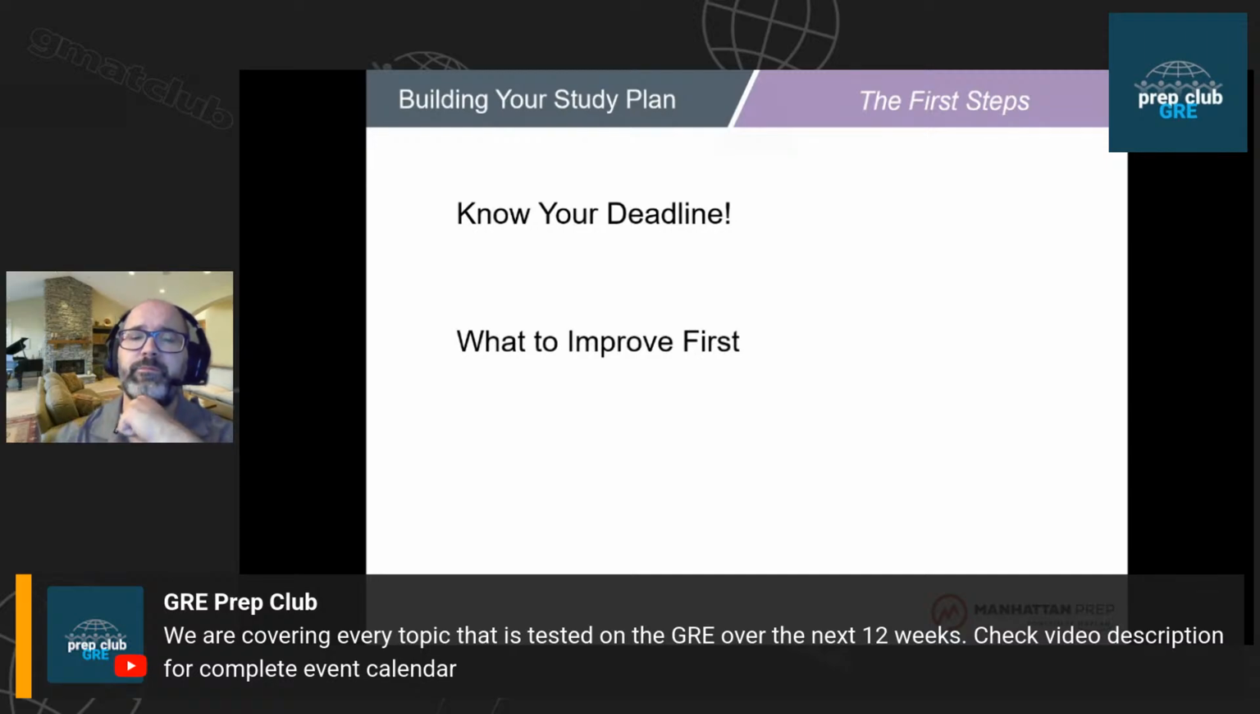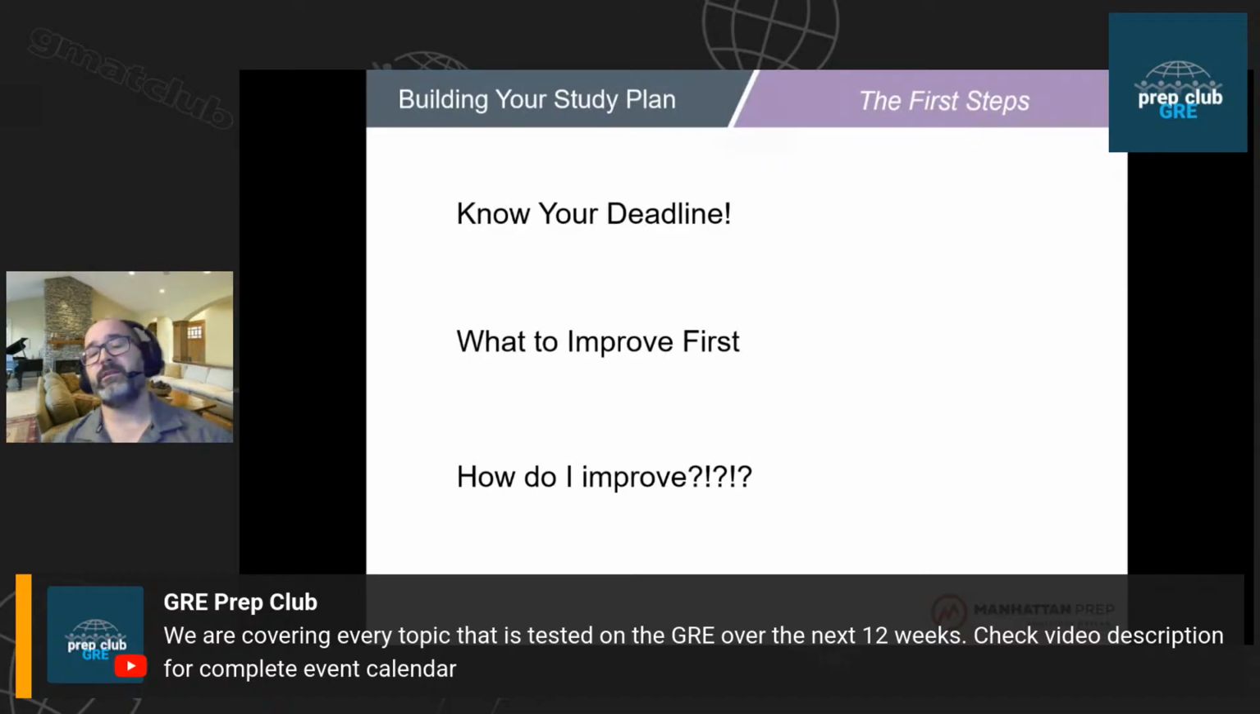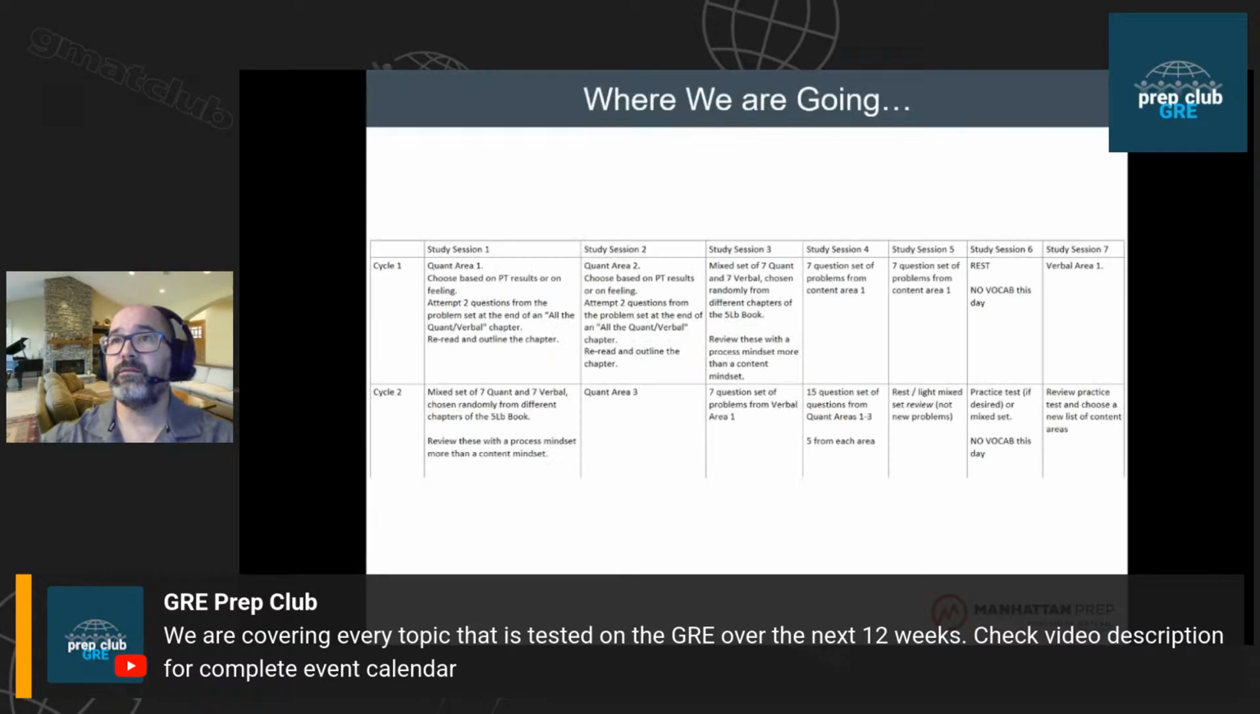Second thing we're going to talk about today, what do you need to improve first? And then the last thing, how do I improve? It's going to be cycling back to this idea, building this plan for me that carries me through to the improvement and the score change that I want.